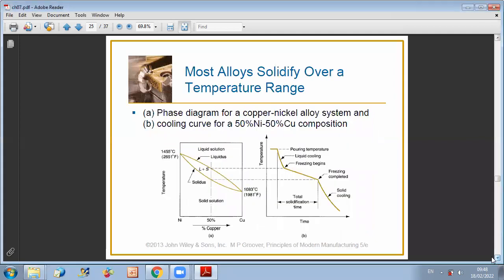Now, on the other hand, the solidification process for an alloy is much more complex, and we will discuss it in detail together next time. Plus, we will do some problems to practice on sensible and latent heat, how we can calculate them, how we can know the time needed for the solidification process, etc.